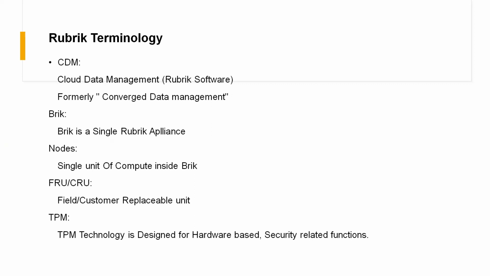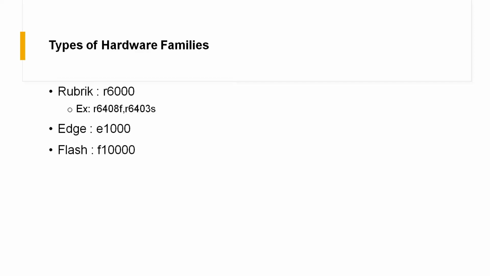TPM, Trusted Platform Module. TPM technology is designed for hardware-based, security-related functions. Types of hardware families are Rubrik R6000, H8000, plus F10000. These are the Rubrik hardware families.